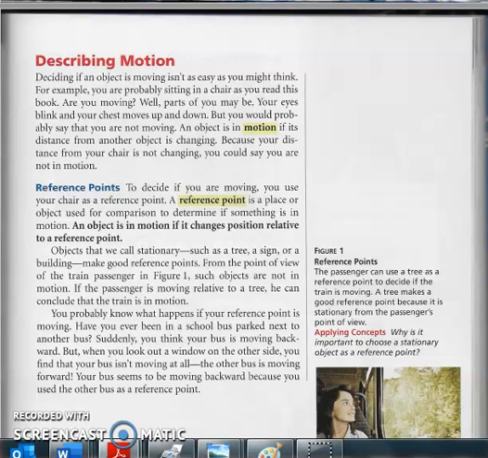You probably know what happens if your reference point is moving. Have you ever been in a school bus parked next to another bus? Suddenly, you think your bus is moving backward. But when you look out a window on the other side, you find that your bus isn't moving at all. The other bus is moving forward. Your bus seems to be moving backward because you used the other bus as a reference point.